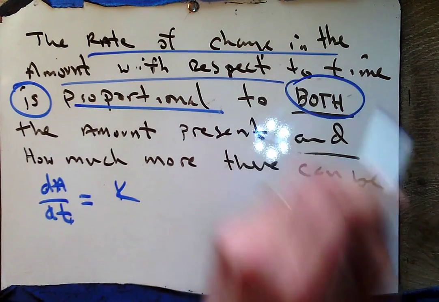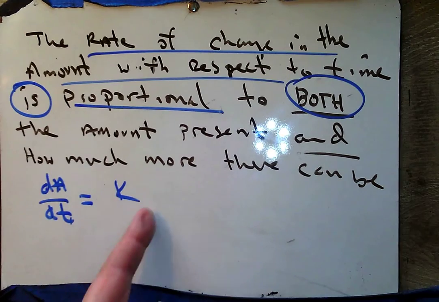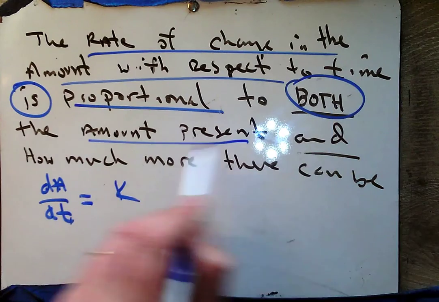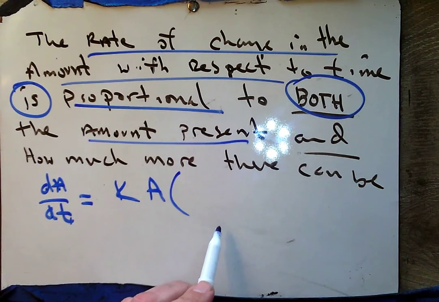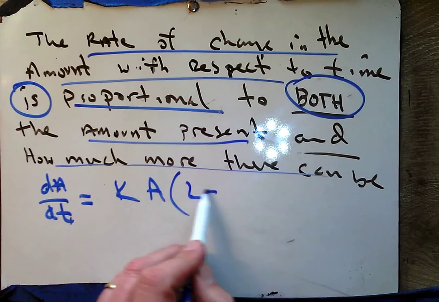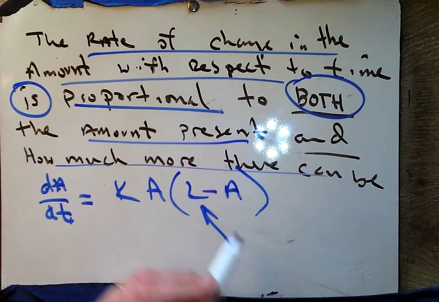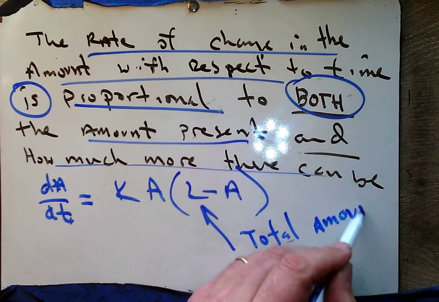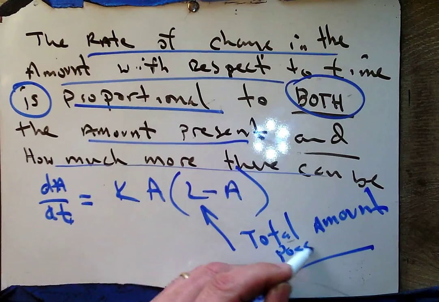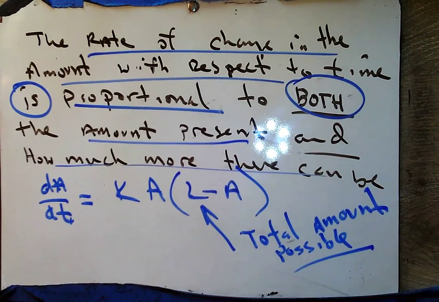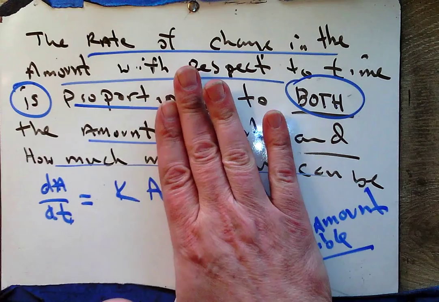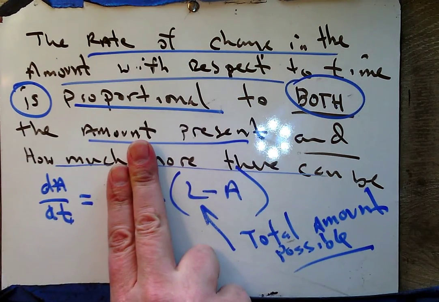Now, both. That means instead of having Ka, I've got Ka times how much more there can be, L minus A. L, that's the total amount possible. Okay, so this is a different kind of differential equation. This derives our PERT model. This was the Wolf's model.